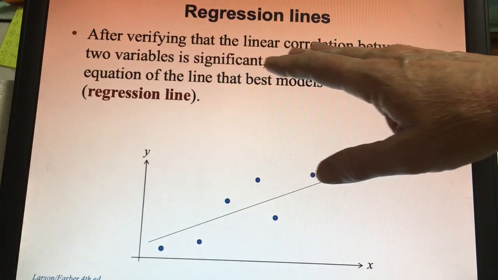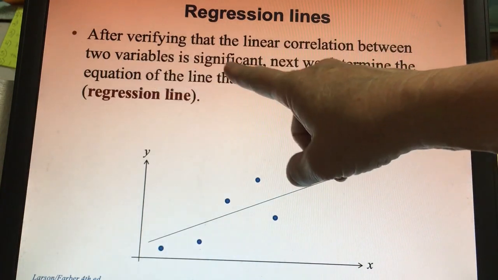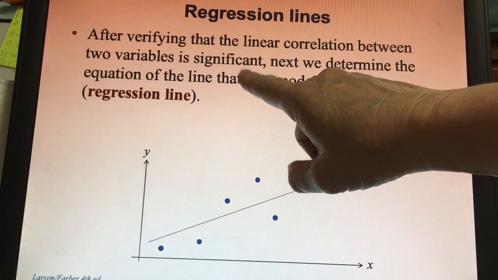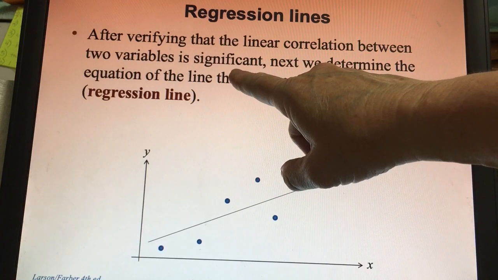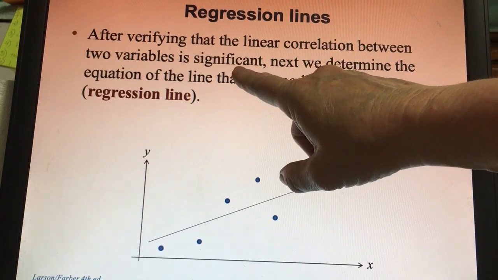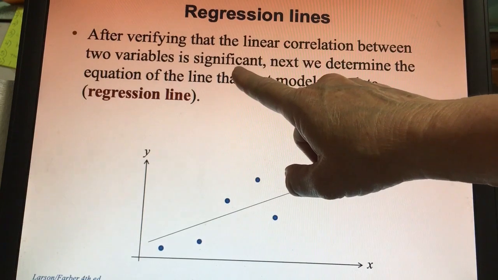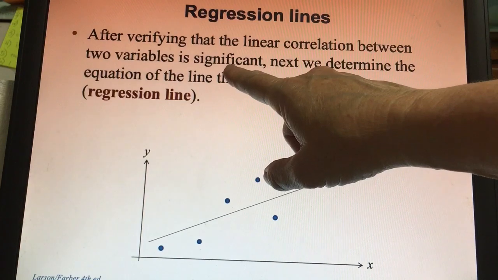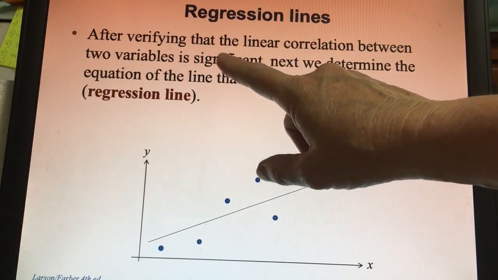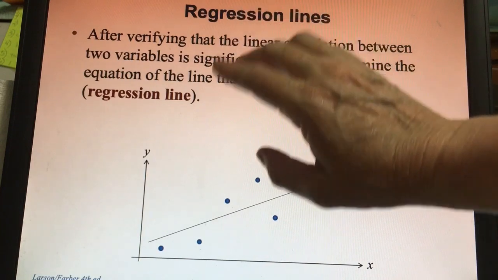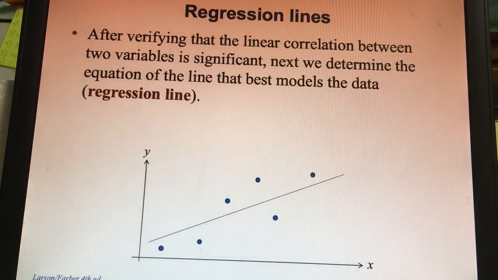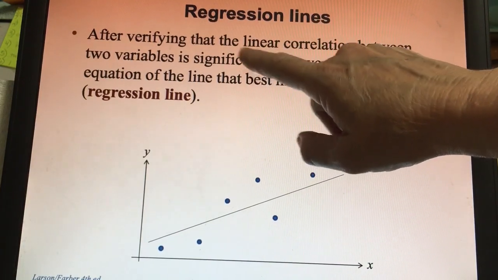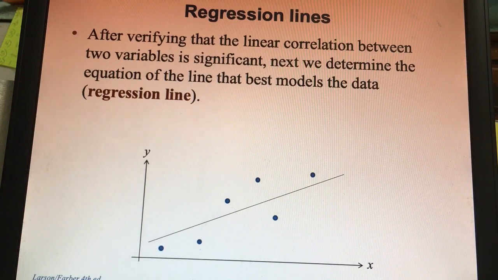So after verifying that the linear correlation between 2 variables is significant, which is something we are not doing in this course, that is something that's left for the next class. But when you go and do your homework, you're going to assume that there is a linear correlation between the 2 variables. And you're going to find the line of least squares, which is the regression line. So we're going to skip this step, and you're going to assume on all the problems in your homework that yes, there is a linear correlation.